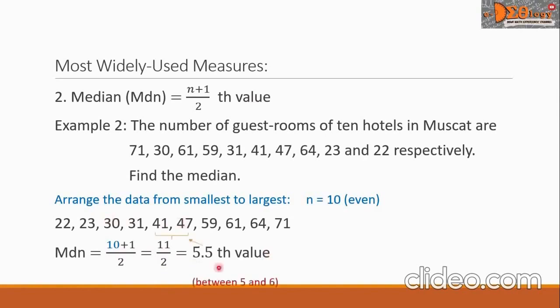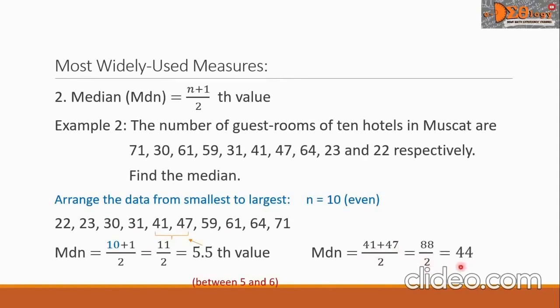Take note that this is between 5 and 6. So we identify the 5th and the 6th values respectively, 41 and 47. What we're going to do is to get the sum of these two values and divide by 2. So we have (41 plus 47) over 2. This is equal to 88 over 2, and the answer is 44.